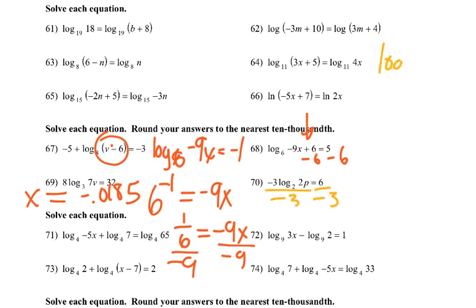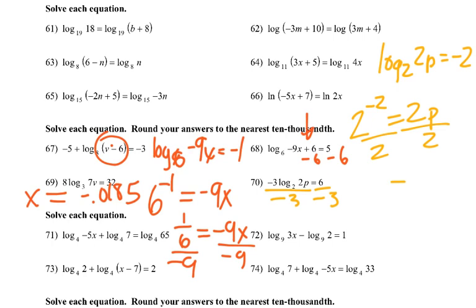70, we divide by negative 3 on both sides. So we get log base 2 of 2p equals negative 2. 6 divided by negative 3 is negative 2. So 2 to the negative 2 would be equal to 2p. Divide by 2. And we'd end up with basically 1 over 8 equals p, I think. So 2 to the negative 2 is 1/4. Divide that by 2, and we get 1/8, which as a decimal equals something that my calculator doesn't want to give me.